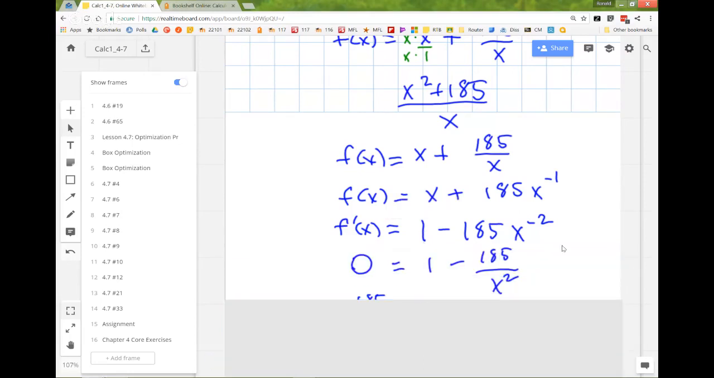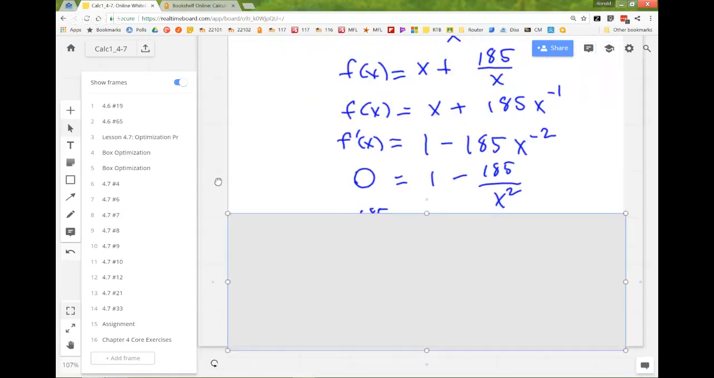And what's another way to write negative 185 x to the negative 2? Negative 185 over x to the 2. All right, set it equal to 0. Can we solve for x now? Yeah, that's not too difficult.